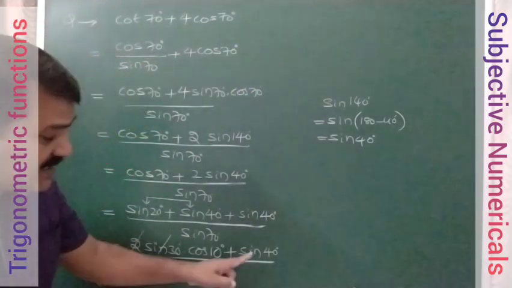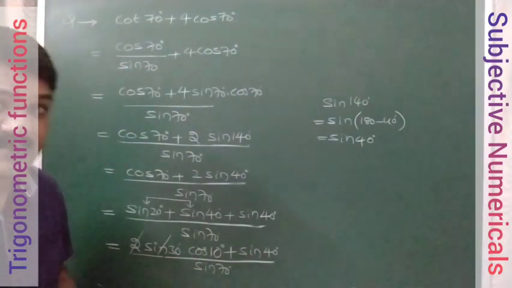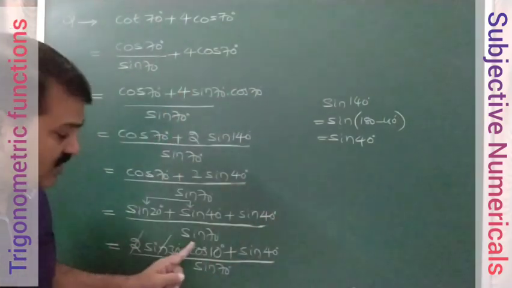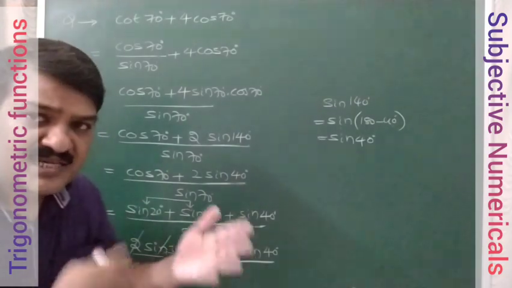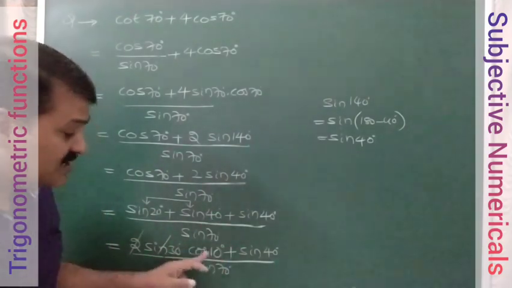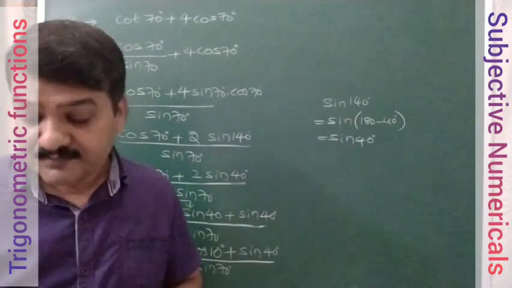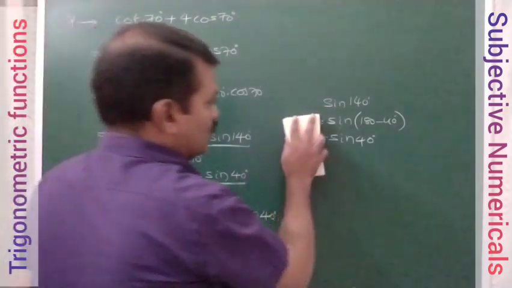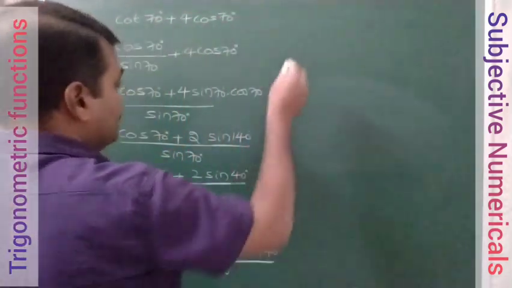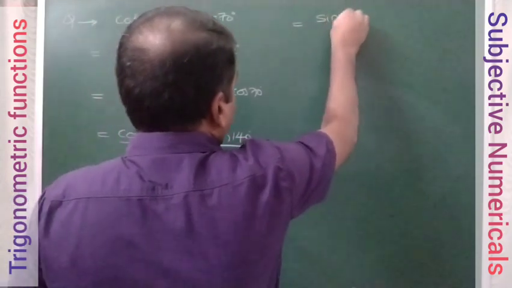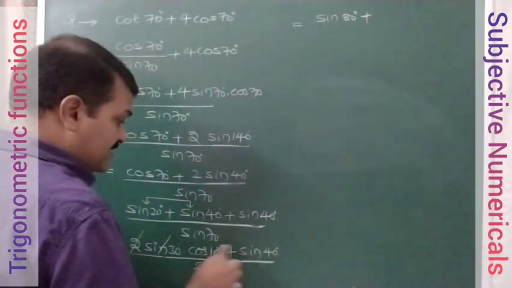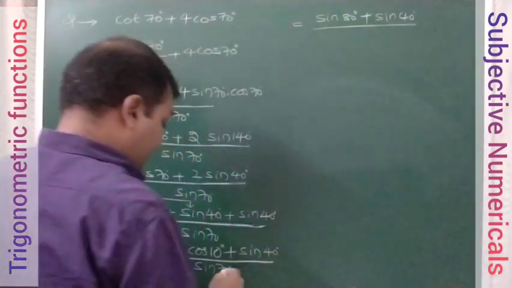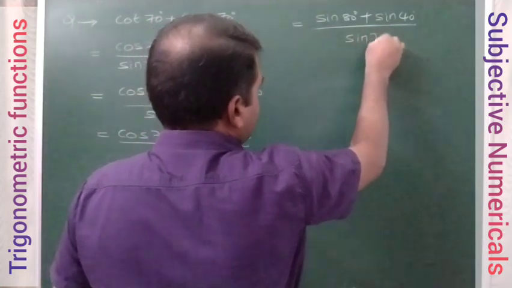Now again to get the transformation formula here, this cos 10 I will write as sin 80 degrees. Because you know cos of an angle is equal to sin of its complement. So cos 10 can be written as sin 80. So cos 10 will be changed as sin 80 now. So sin 80 plus sin 40 and denominator sin 70 degrees.